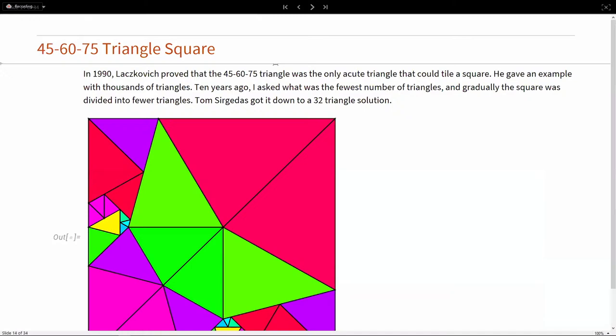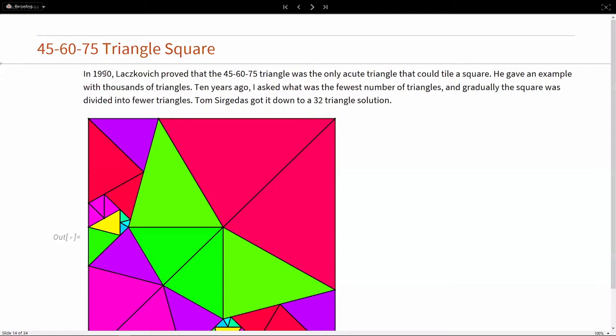You can also divide a square into acute similar triangles. There's only one acute triangle that works, and that is the 45, 60, 75 triangle. That was proven by Lakovich in 1990. There's two other triangles that work that are obtuse, and you can also do it in many ways with right triangles. But if you use non-right triangles, there are only 3 triangles that can divide a square.